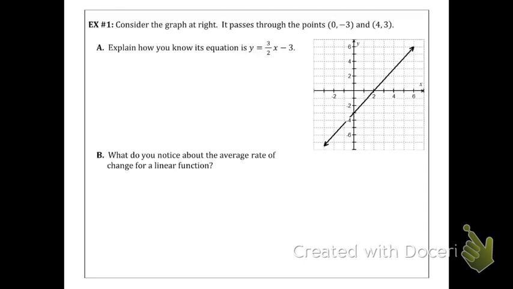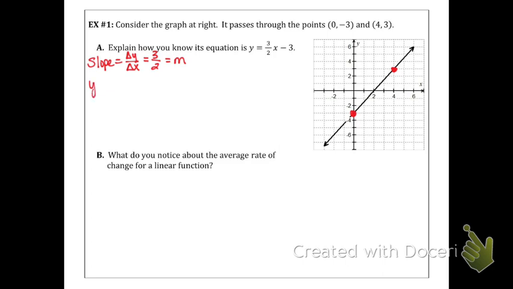All right, example 1. So let's consider the graph at the right. It passes through the points (0, -3) and (4, 3). Explain how you know its equation is y equals 3/2 x minus 3. And so we can look at the points here. So it told us it's at (0, -3), and it's at (4, 3). Even if they didn't tell us, we could find those. And so first off is we know that our slope of that linear function is going to be 3/2 because we can do our rise over run. So because the slope is equal to the change in the y's over the change in the x, which is equal to 3/2. That's our m.